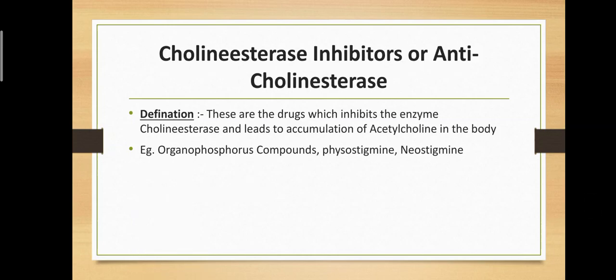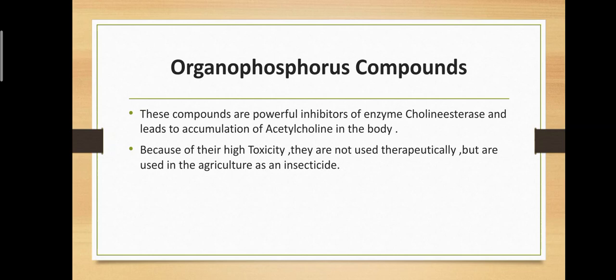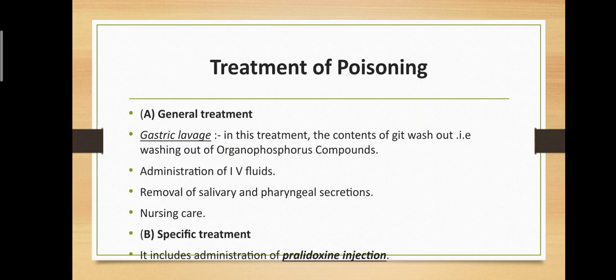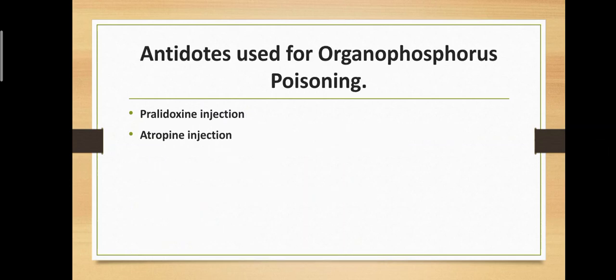Cholinesterase inhibitors or anticholinesterase. These are the drugs which inhibit the enzyme cholinesterase and lead to accumulation of acetylcholine in the body. Examples: organophosphorus compounds, physostigmine, neostigmine. Organophosphorus compound: what is organophosphorus poisoning? Causes of organophosphorus poisoning. Treatment of poisoning: there are two main treatments, general treatment and specific treatment. In specific treatment, pralidoxime injection is given to the patient. Antidotes: pralidoxime injection and atropine.